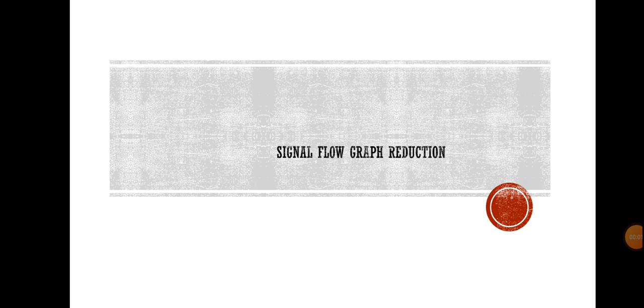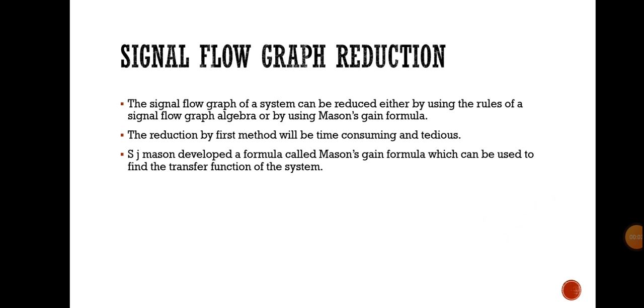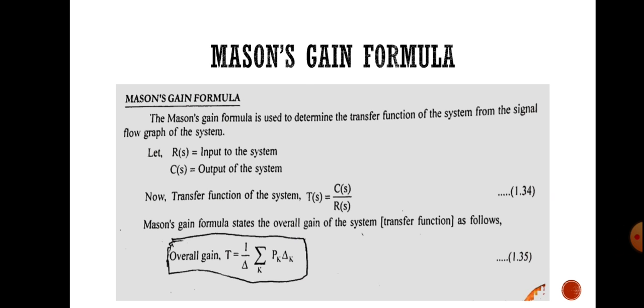The topic is signal flow graph reduction. The signal flow graph of a system can be reduced either by using the rules of signal flow graph algebra or by using Mason's gain formula. Usually the reduction using the rules of signal flow graph algebra is a very time consuming and tedious method. So S.J. Mason developed a formula called Mason's gain formula, which can be used to find the transfer function of a system. Next we will explain Mason's gain formula.